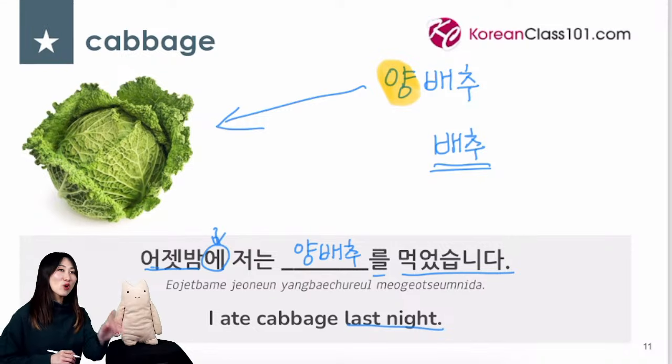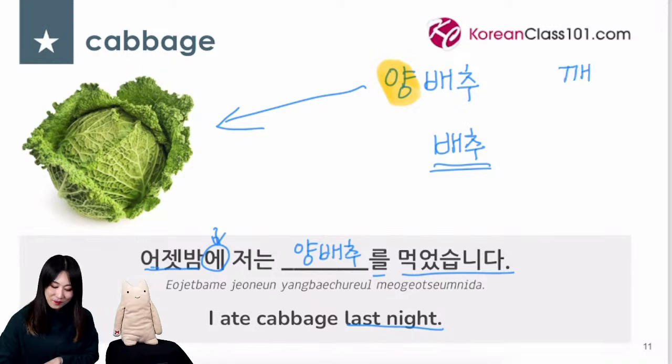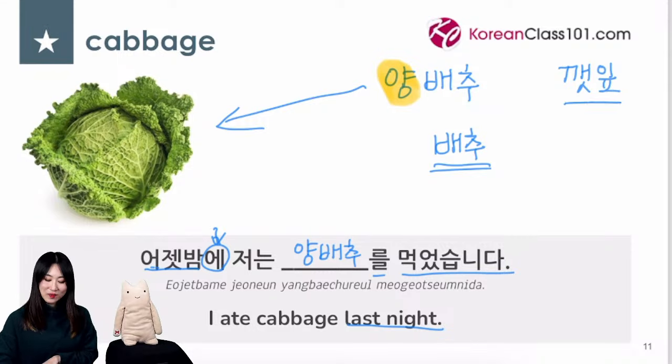By the way, we just talked about perilla leaf, right? What is perilla leaf in Korean? It's 깻잎. Be careful with the pronunciation. We love it so much, and we eat this 깻잎 when we eat 삼겹살 or Korean barbecue.